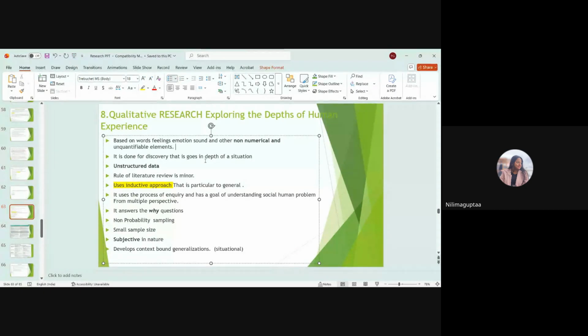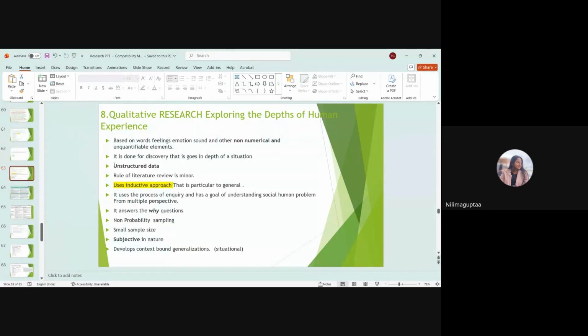One more thing, the review of literature is very minor because you might not have similar kinds of cases available, and even if there are cases, with certain minute changes, they might differ. That is why we do not have much literature review. It uses the process of inquiry and has a goal of understanding social human problems from multiple perspectives. It gives you the why question.